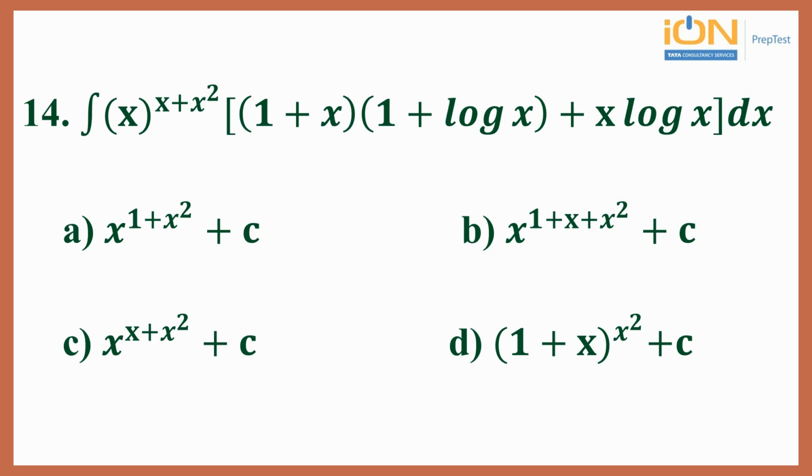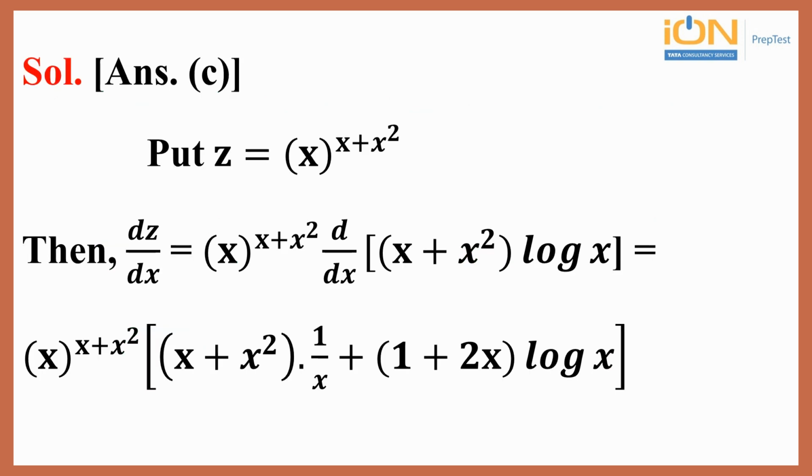Integral of x power of x plus x square multiplied with 1 plus x into 1 plus log x plus x log x dx is: first option x raised to the power 1 plus x square plus c, second option x raised to the power 1 plus x square plus c, third option x power x plus x square, and fourth option 1 plus x raised to the power x square plus c. The right option is C. Let us see how it goes.